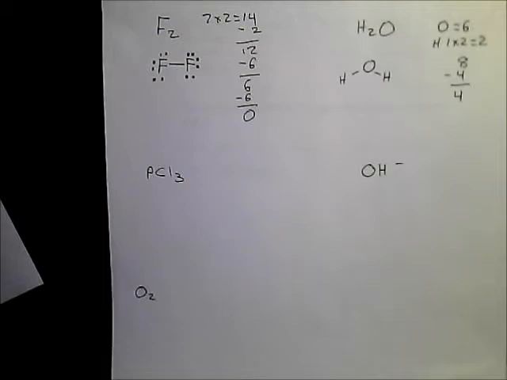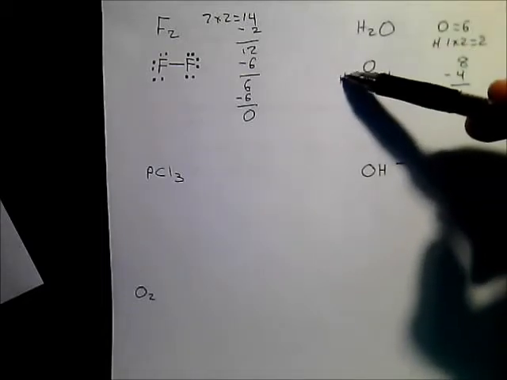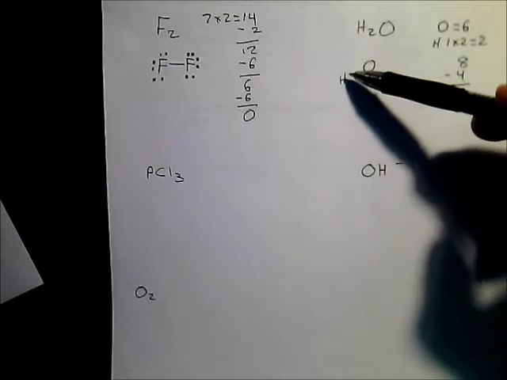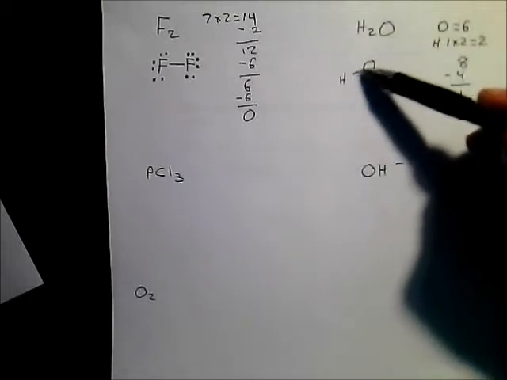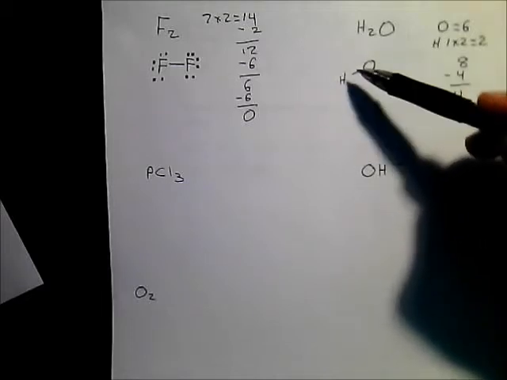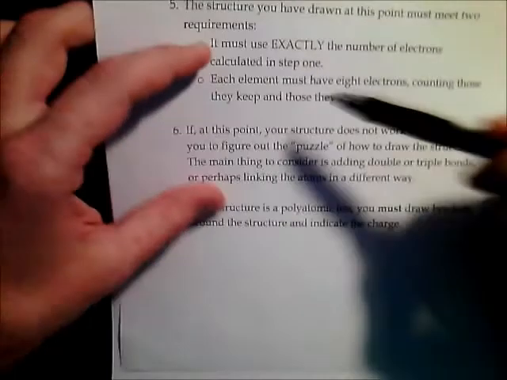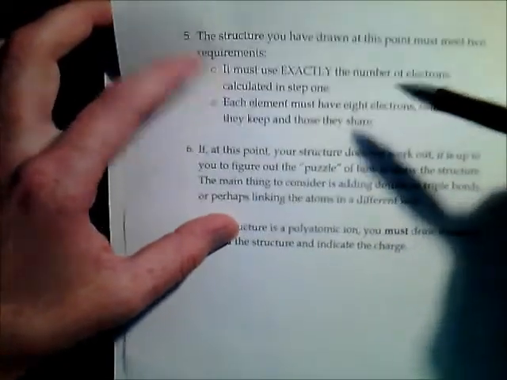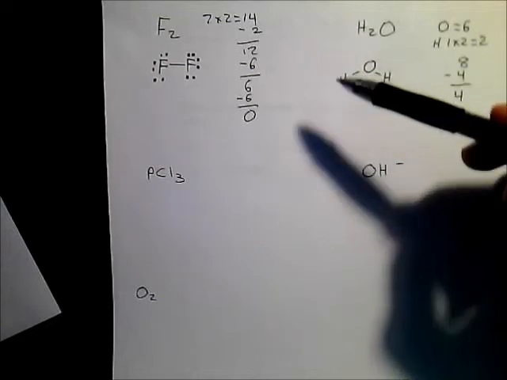So step 4, determine how many electrons are left over, as these are dots to elements that still need more electrons. So the hydrogen has 2 electrons. Remember, we already decided hydrogen wants 2 electrons. So hydrogen's good to go. It's got this bond. Remember, this bond counts as 2 electrons. When we're evaluating this part right here, that line counts as 2 electrons for both. So the hydrogen's good to go.